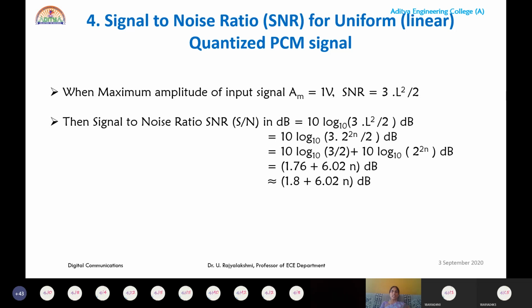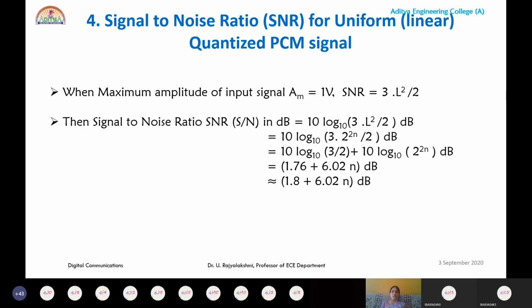But what is the relation between L and N? At any cost, ultimately you should be able to derive the expression and represent the SNR in decibels in the form of number of bits per sample only. In the form of N, not in the form of L. You should be able to represent the SNR in decibels in the form of number of bits per sample, that is, take it in N form, not in L form. But what is the relation between the number of amplitude levels and the number of bits per sample? We know that L is equal to 2 power n.